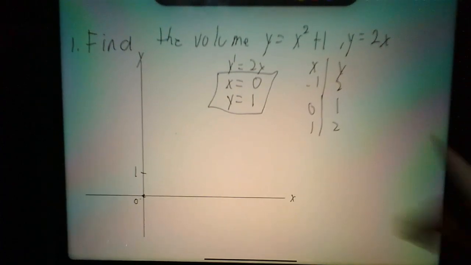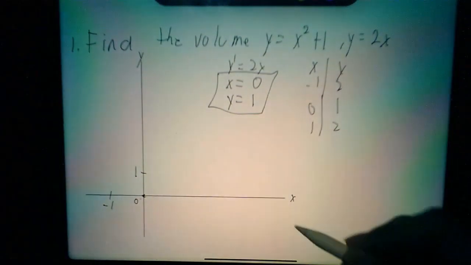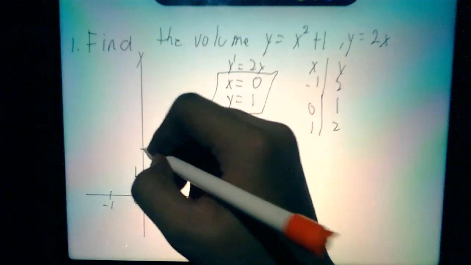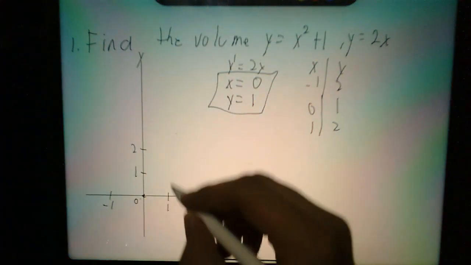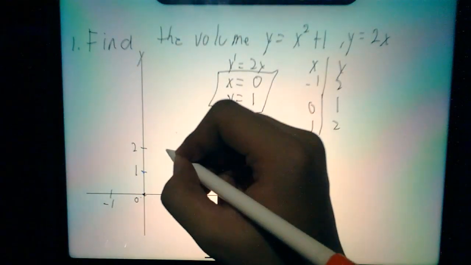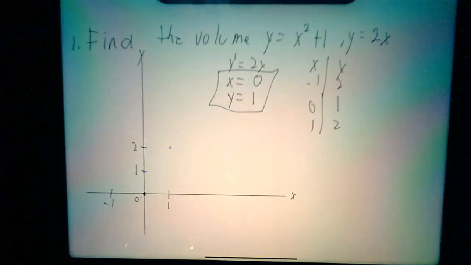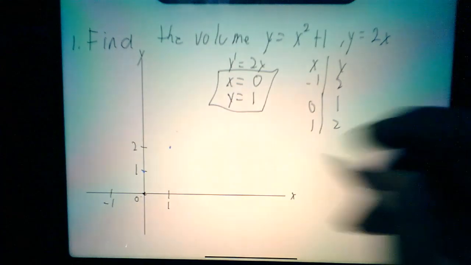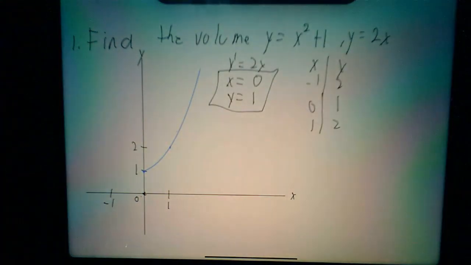So let's do that. If x equals negative 1, our y becomes 2, and if x equals 1, our y is equal to 2. So these are our points for our parabola. Never mind this part, just this right side only. So put a curve there.